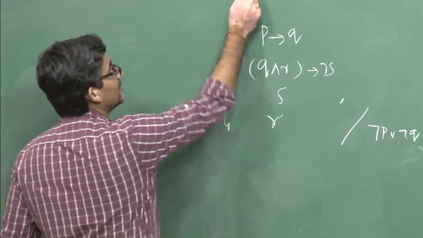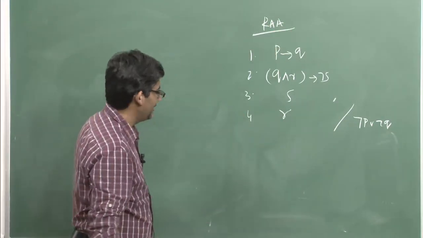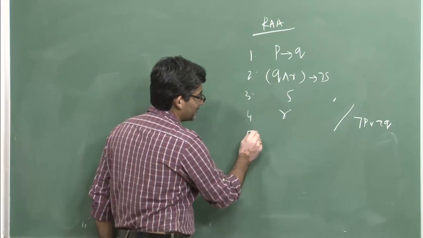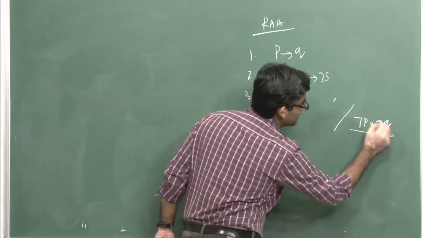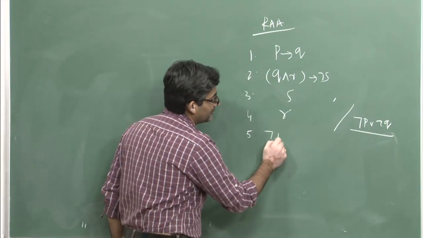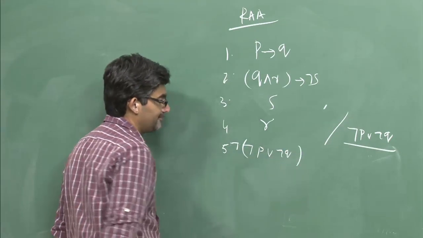In the reductio ad absurdum method, which I will be using as it is relatively simpler, you start with the denial of the conclusion. So what is the conclusion here? This is the conclusion, not Q implies not P. Now you assume the negation of the conclusion.